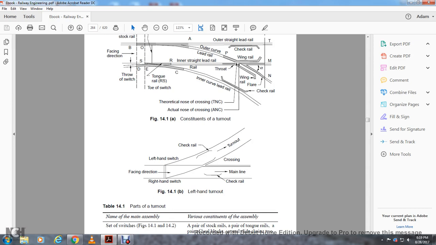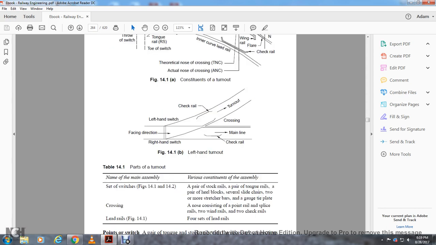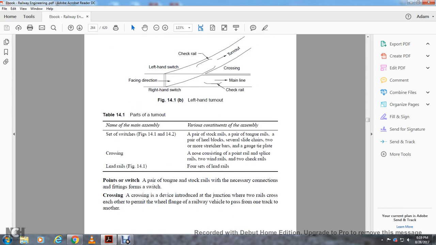Figure 14.1b shows the left-handed turnout. The facing direction, left-hand switch, right-hand check rail, turnout, crossing, main line, check rail. 14.1 Parts of the turnout: a set of switches with a pair of stock rails and a pair of tongue rails, a pair of heel blocks, several slide chairs, two or more stretcher bars, and the gauge tie plate; a crossing with a nose; a pair of wing rails and two check rails; and the lead rails.